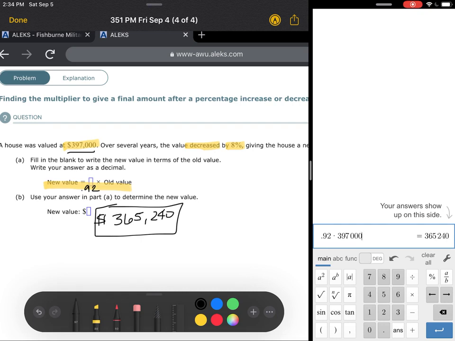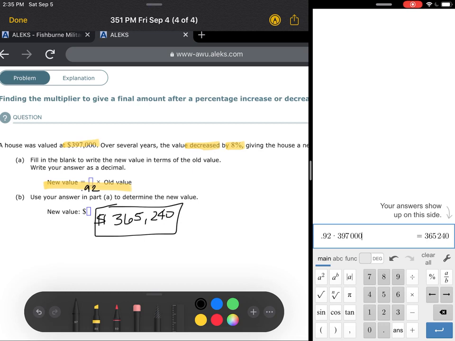Now, could you have found 8% and then subtracted it from this? Yes, you could have, but it doesn't want you to find it that way. Plus, this is a little easier because you skip a step, and it's not as difficult this way. So for this question, make sure you understand how to do this.